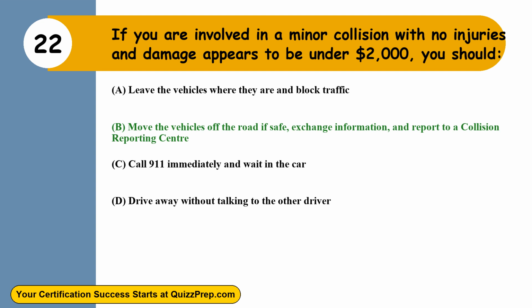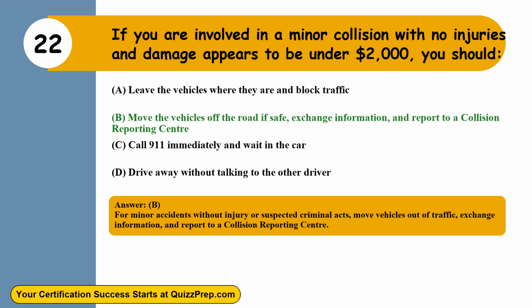The correct answer is option B. Move the vehicles off the road if safe, exchange information, and report to a collision reporting center. For minor accidents without injury or suspected criminal acts, move vehicles out of traffic, exchange information, and report to a collision reporting center. Question 23.